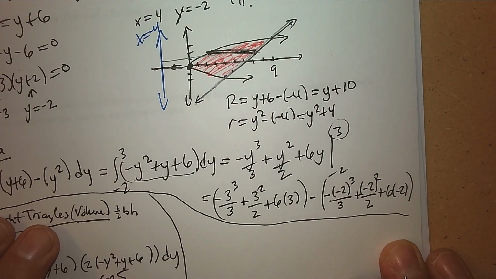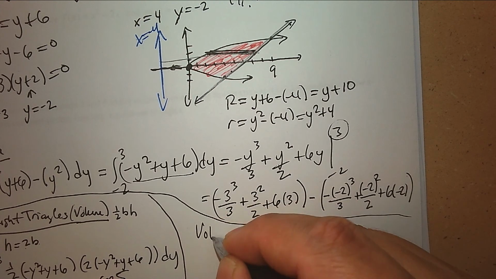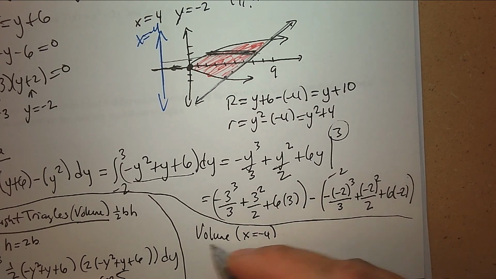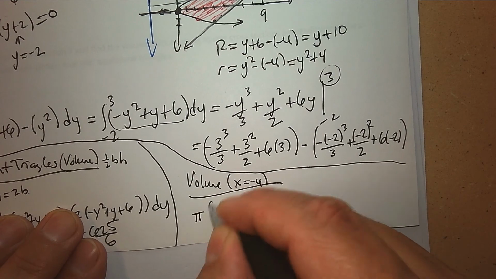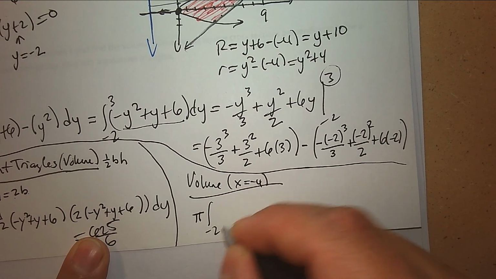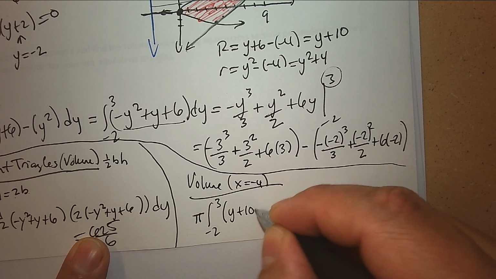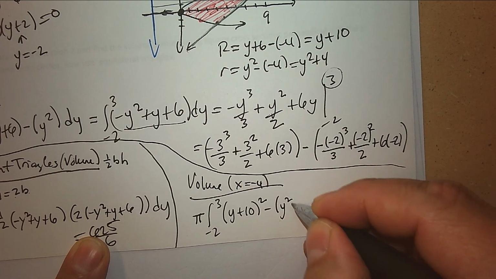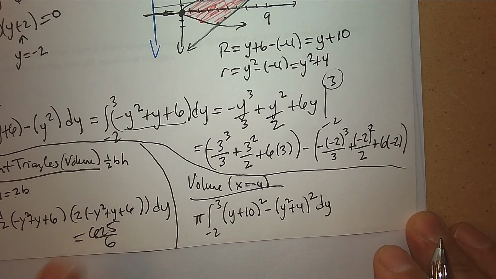All right, let's go back here and set it up and then use our calculator. So what's the template for the volume? This time we're revolving it around x equals -4. So they're going to be washers, 2 circles. So it's pi. We're integrating again from -2 to 3. The first radius, the big radius, we said was y plus 10. Subtract the small radius, which we said was y² plus 4. dy. That's it. So use your calculator.